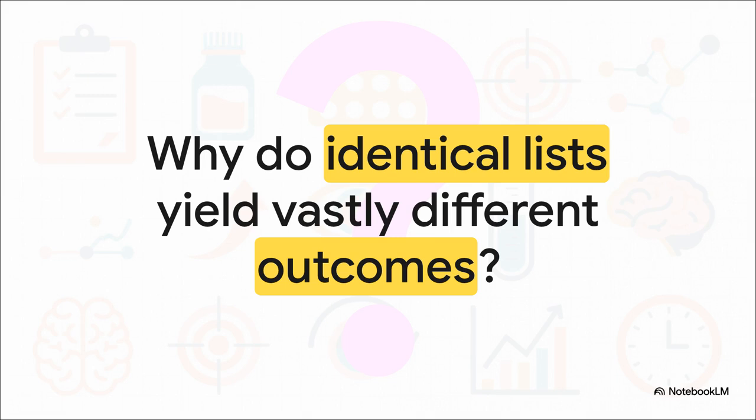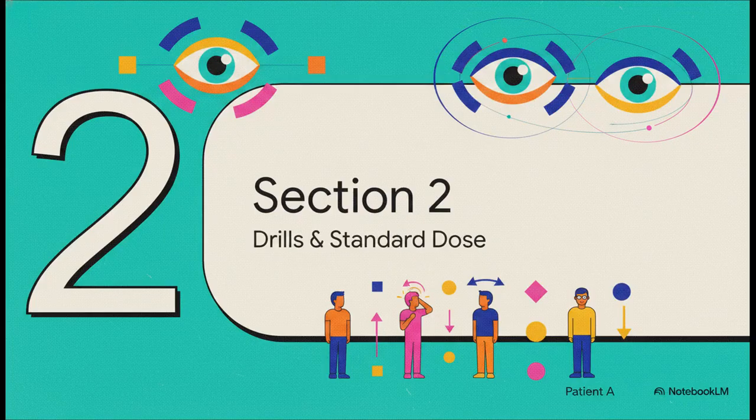See, if the dose doesn't match the deficit, and if it doesn't provoke what we call retinal slip, the brain just doesn't get an error signal. And no error signal sent to the cerebellar flocculus means absolutely zero adaptation. Patient B didn't fail because the exercises were wrong, they failed because the parameters weren't dialed in to force their brain to adapt.